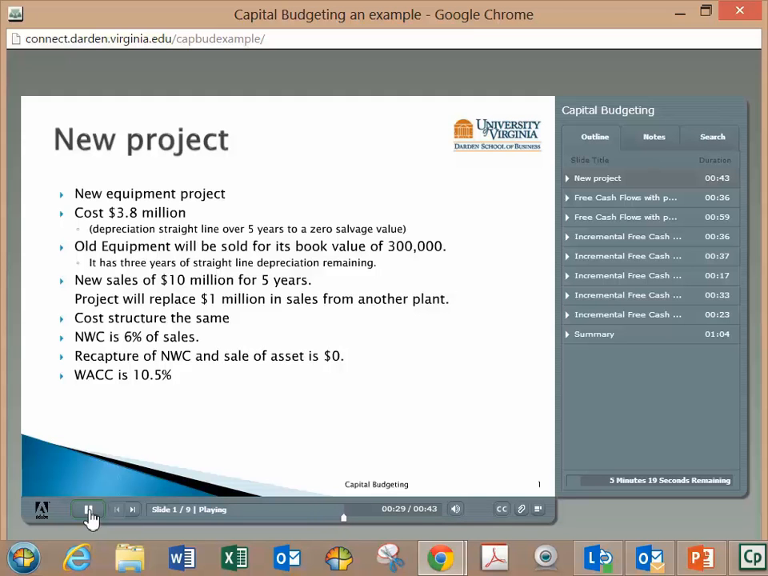Net working capital is still 6% of sales. At the end of the project, net working capital will be recaptured, and the sale of the asset will be zero. We'll assume a weighted average cost of capital of 10.5%. Now we see the free cash flows for the firm with the new project.